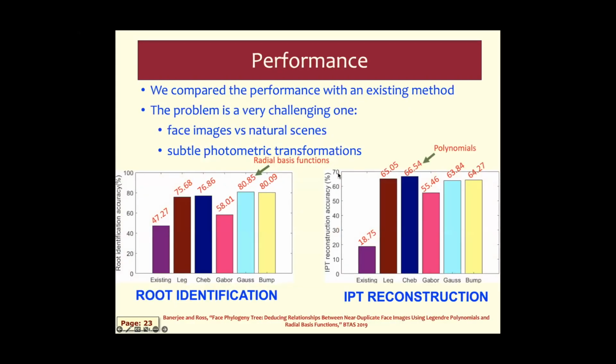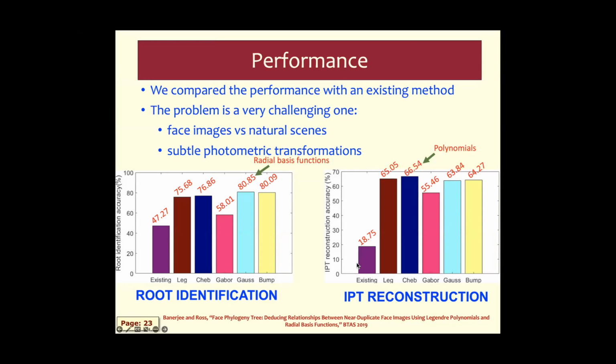So there are 2 metrics. One is the root identification. Can this method correctly detect the root? And the second metric is, can it correctly construct the IPT? So if you look at an existing method, its performance for root identification is 47%. And our algorithm, there are 5 graphs here because they correspond to the 5 sets of basis functions. And so what you notice here are 5 results plus the baseline, the existing method. And you can notice that the method is very competitive. It's not 100%, but it's 80%, because this is a very challenging problem.